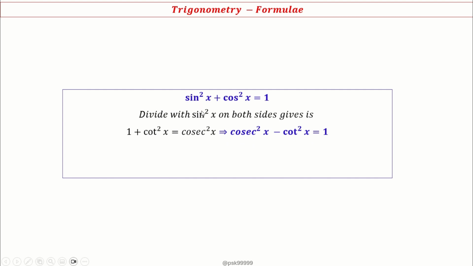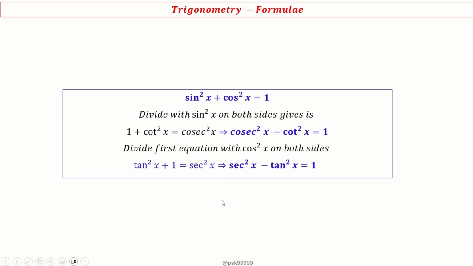Okay. 1 plus cot square x equal to cosec square x, right? And the same equation, if I divide by cos square theta, I'll get tan square x plus 1 equal to secant square x, which implies secant square x minus tan square x equal to 1. Okay. So remember, these are the basic trigonometric formulae, and most of the things are derived from this one. So this is very, very important.